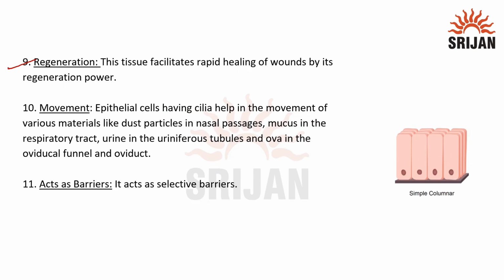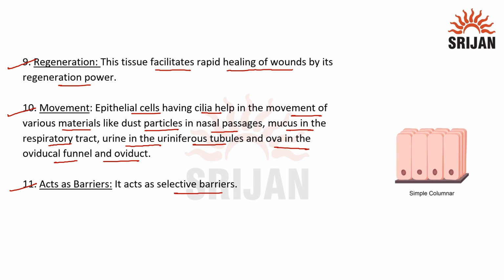Next is ninth, regeneration. This tissue facilitates rapid healing of wounds by its regeneration power. Tenth, movement. Epithelial cells having cilia help in the movement of various materials like dust particles in the nasal passage, mucus in the respiratory tract, urine in uriniferous tubules, ova in fallopian tube and oviduct. 11th, acts as barriers. It acts as selective barriers and protects against external factors.